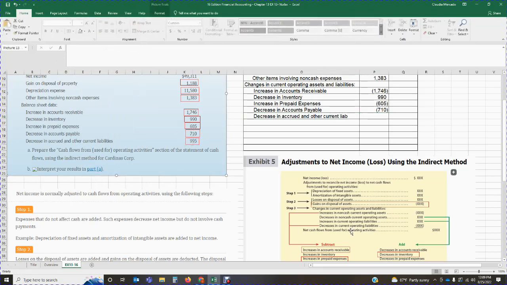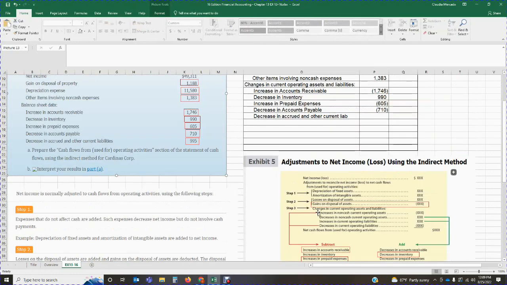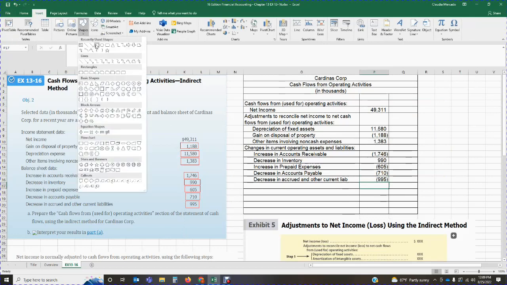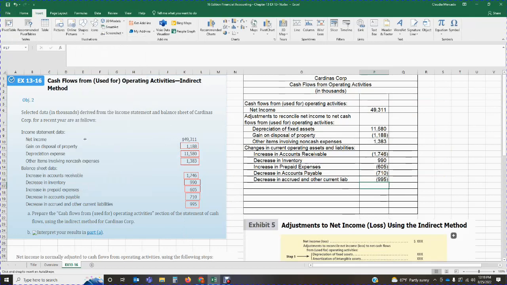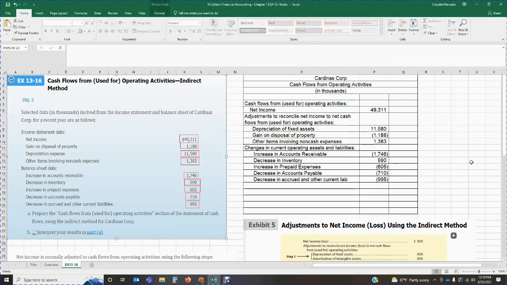Remember, if we have a decrease in accrued liabilities, we need to subtract, okay? And we're subtracting 995. So that is all of the information that was provided. We've used all of it up. We're starting with our net income, okay? So everything has been used up.